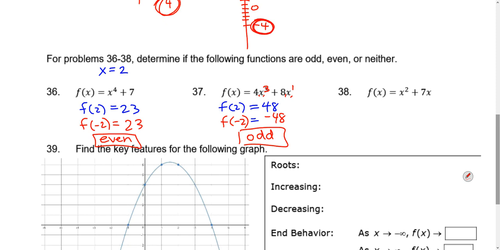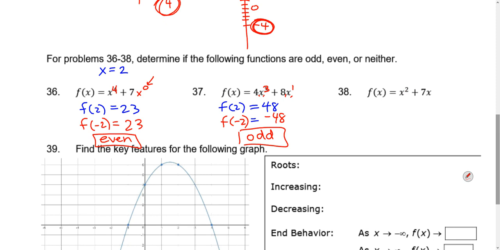That also works for 36. This has a 4. And even though we don't see an x, it's kind of like having x to the 0. And 0 is an even number. So both exponents are even in that problem. Over here, if you want to use the exponents only, you look at the 2, and you have a 1. It's a mixture, so this is going to be neither.